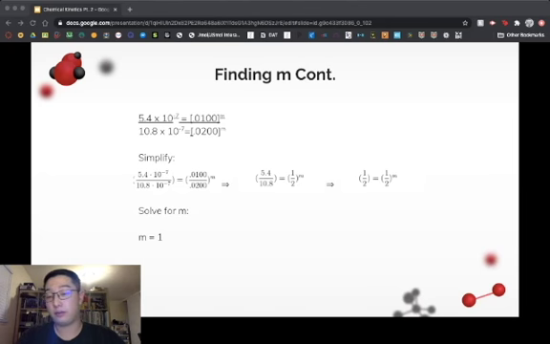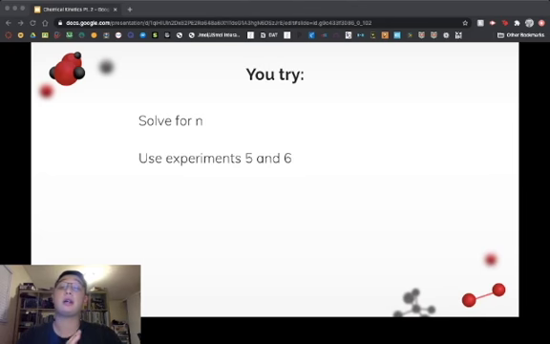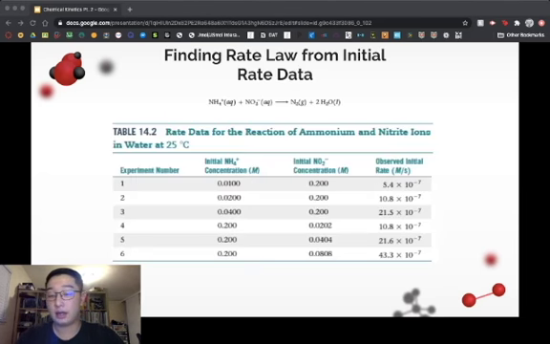So from there, M is equal to 1. Now I encourage you to pause and try to solve for N. Use experiments 5 and 6 from the original data that we have. Those are the last two at the bottom here.